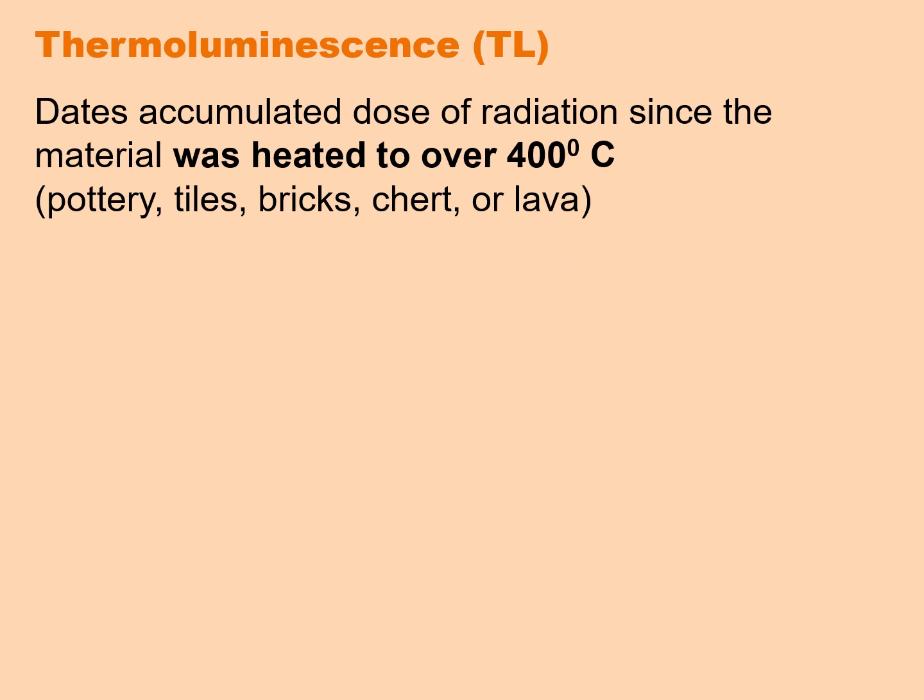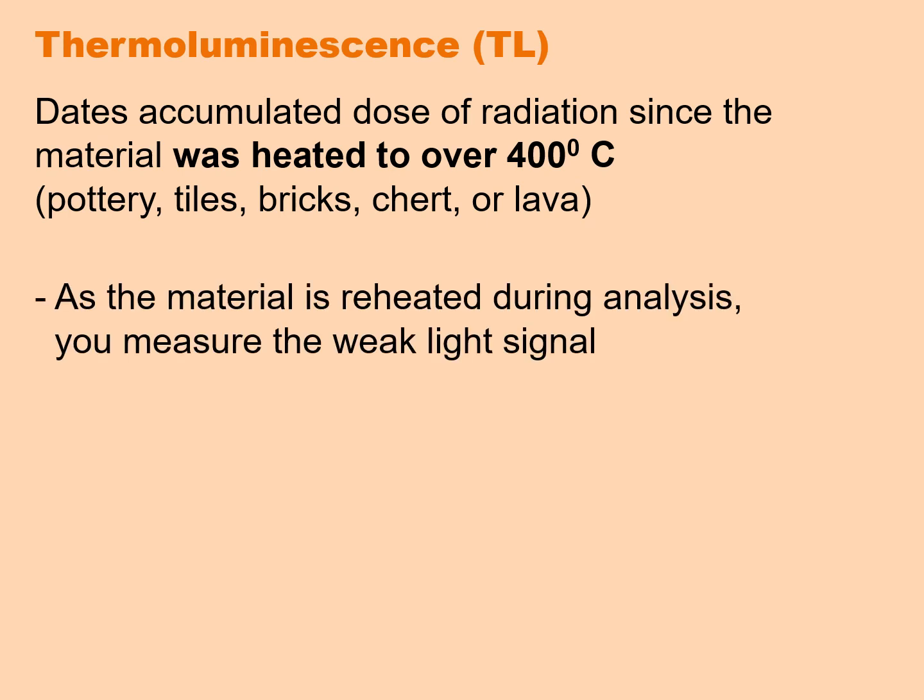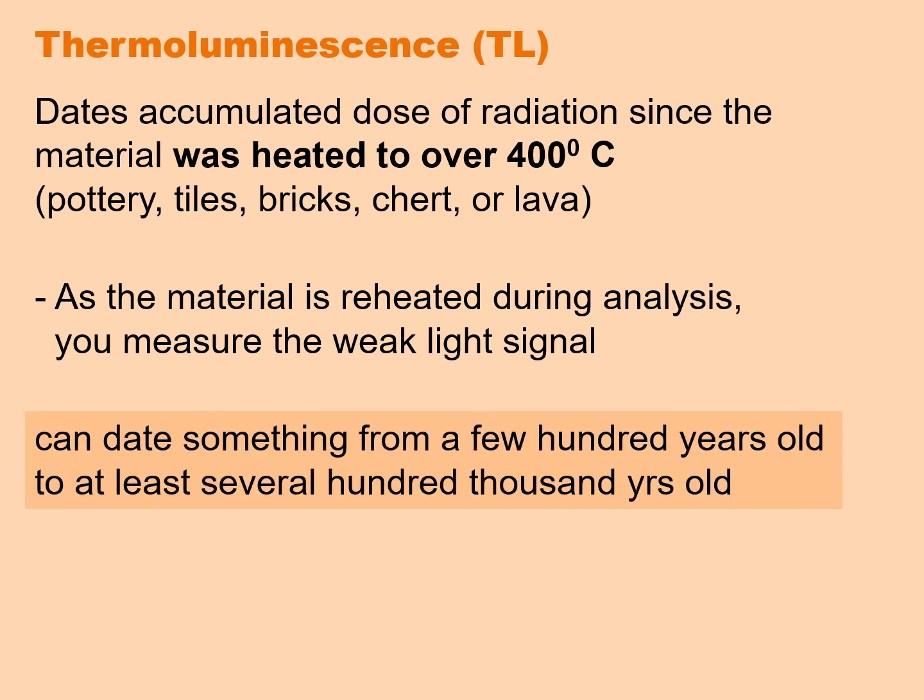So one of the types of luminescence dating is called thermoluminescence. And as you might guess from the name, it talks about heating. So it dates the accumulated dose of radiation since the material was heated to over 400 degrees centigrade. So you could date pottery or tiles, bricks, or heat-treated chert, or even lava. And as the material is reheated during analysis, you measure the weak light signal. It can date something from a few hundred years old to at least several 100,000 years old.